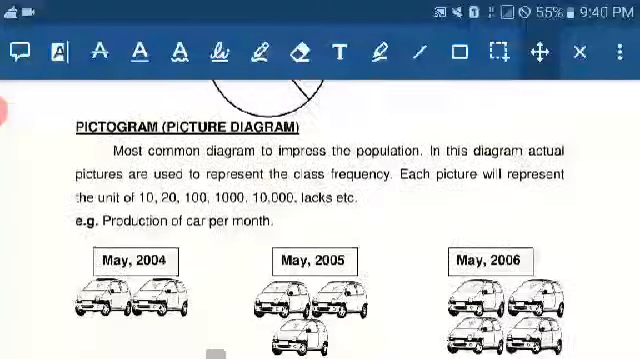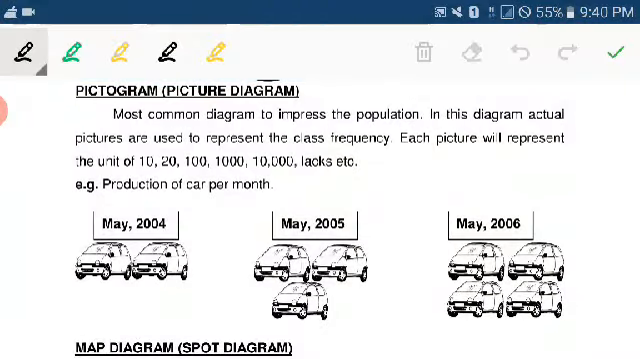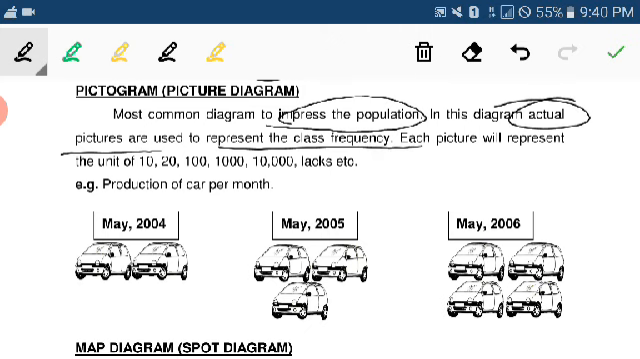Pictogram diagram: the most common diagram used to impress the population. In this diagram, actual pictures are used to present the class frequency. Each picture will represent a unit of 10, 20 or 100. Example, production of cars per month. These are the pictorial diagrams.